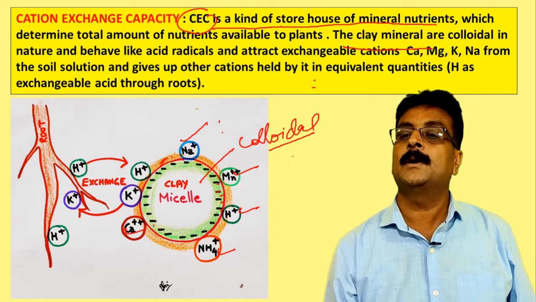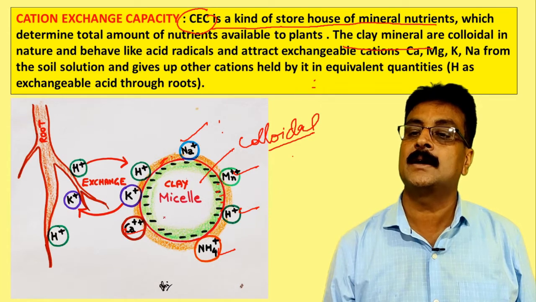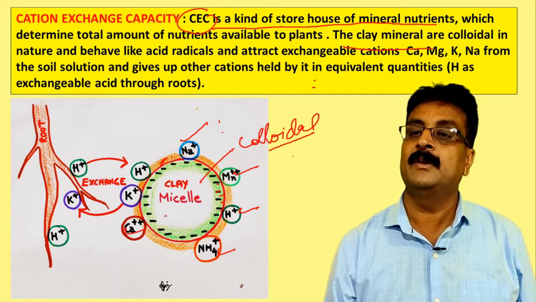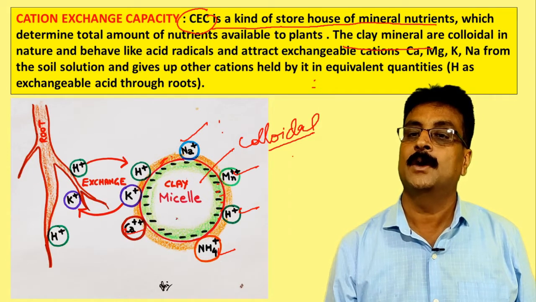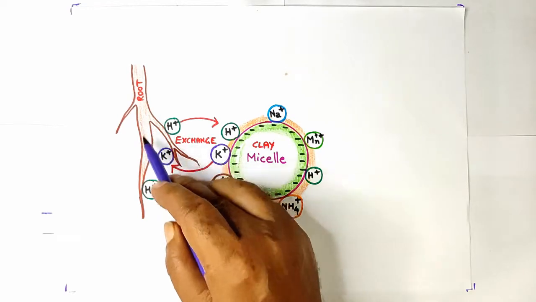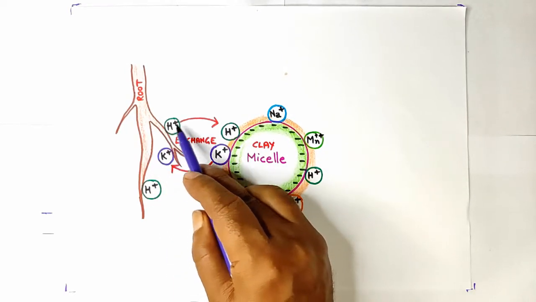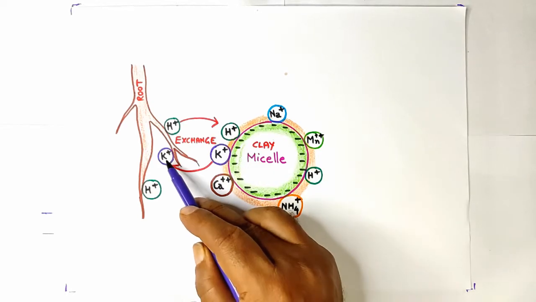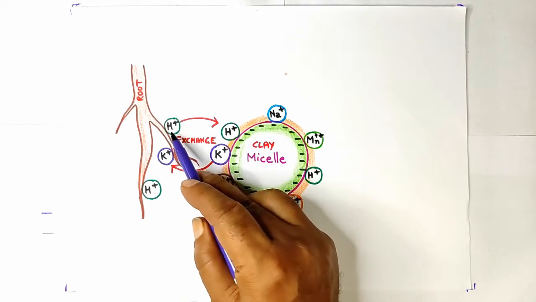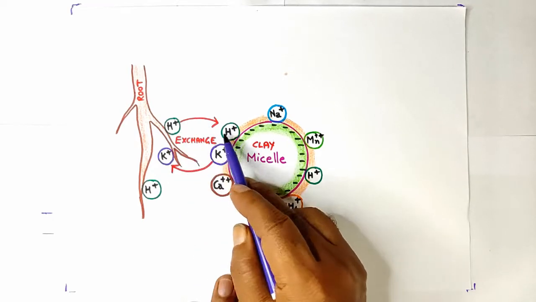These minerals are very, very important. So this clay micelle acts as a colloid, behaving like an acid radical, attracting the cations on the outer surface. What it does, this is the root of a tree. So the root of a tree will exchange its cations, suppose this is hydrogen ions, this is exchanged with the minerals, like potassium and calcium.